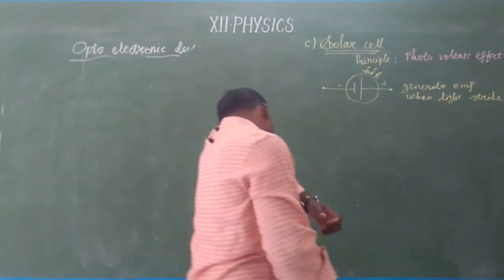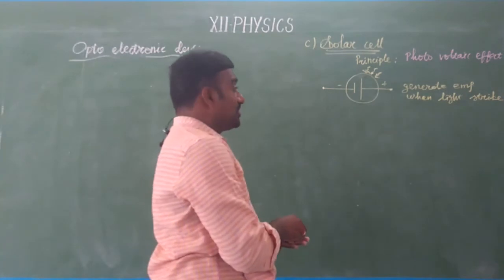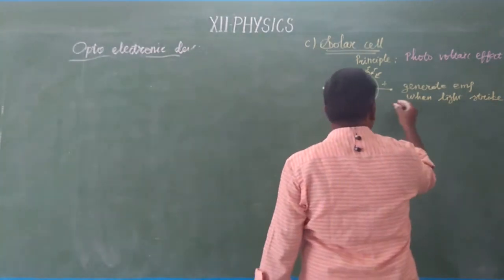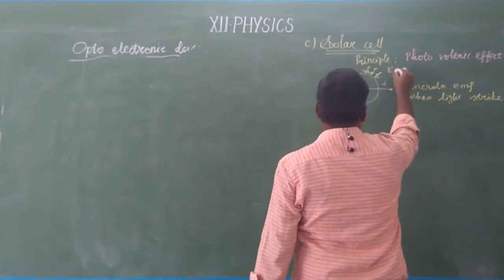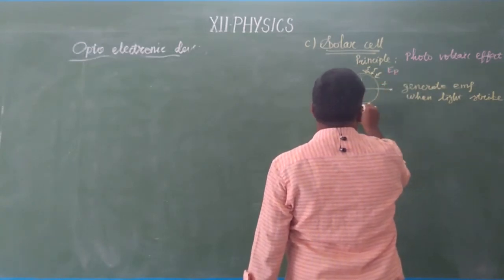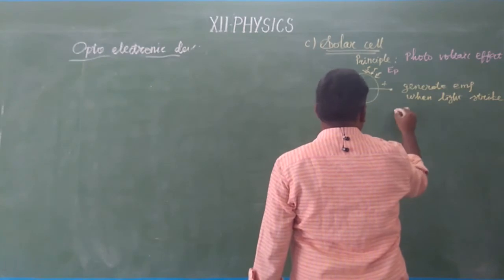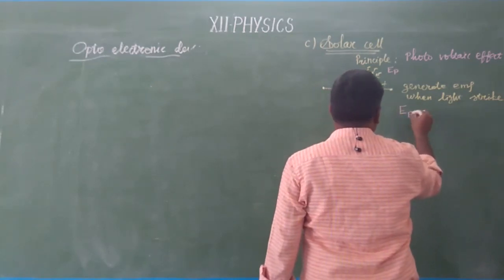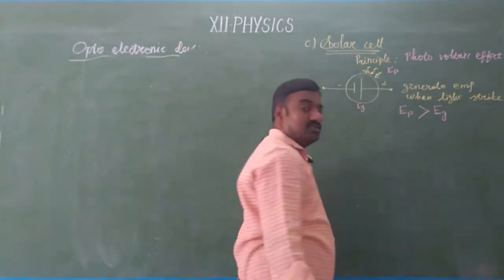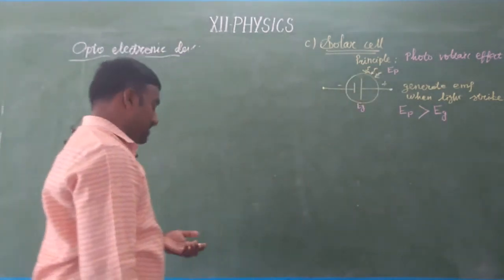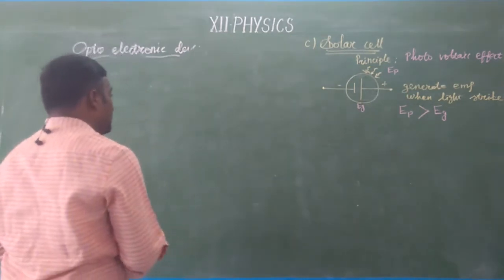Another thing we should notice is the energy gap and the energy of the incident photon. The energy of the incident photon should be greater than the energy gap in the cell, or otherwise no EMF is generated. Now the construction, how it looks, listen.